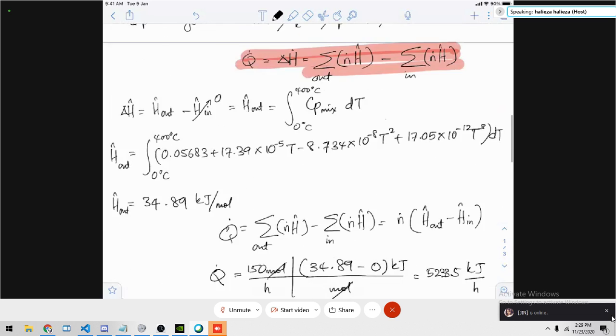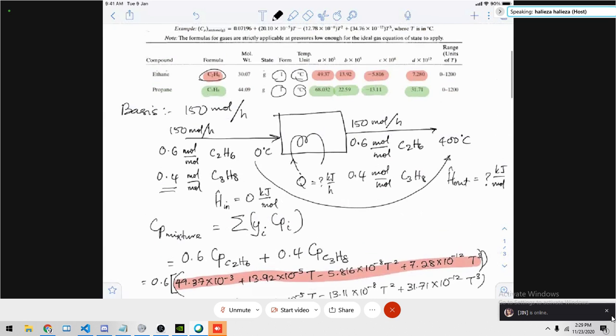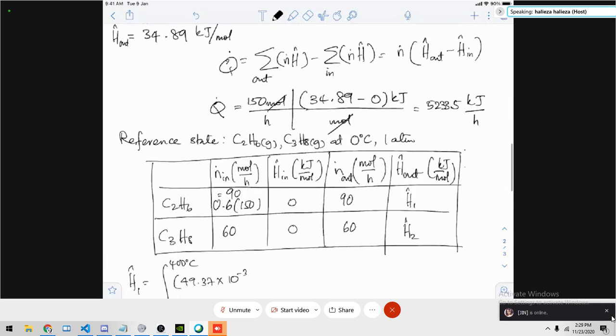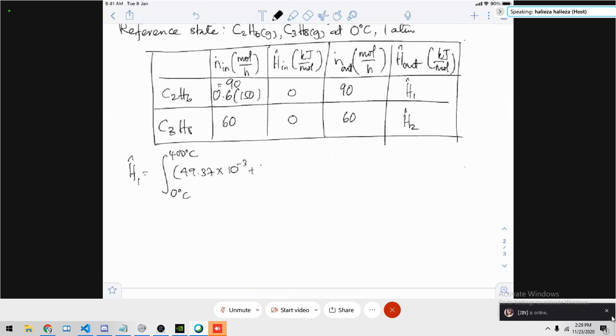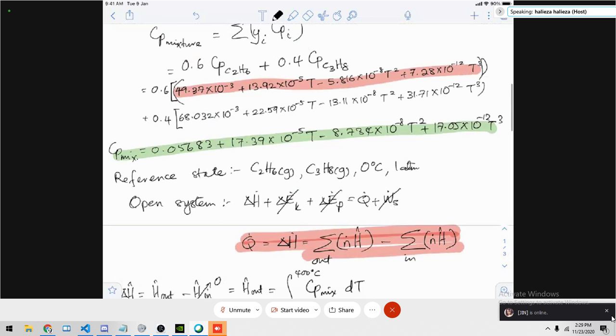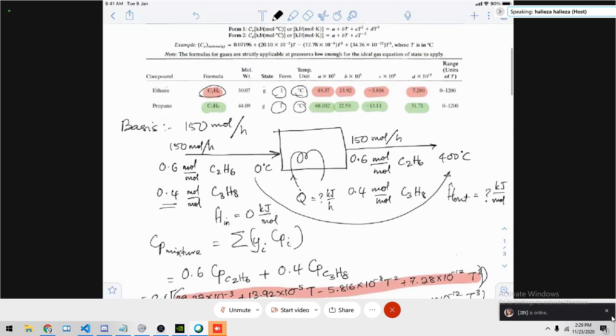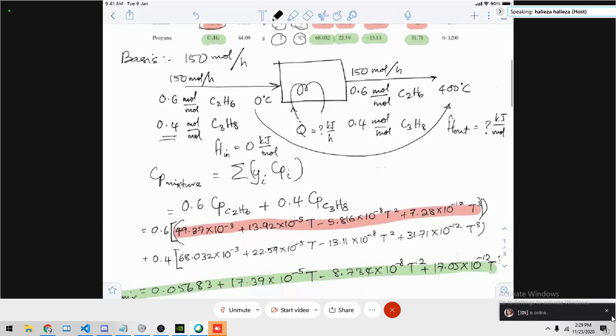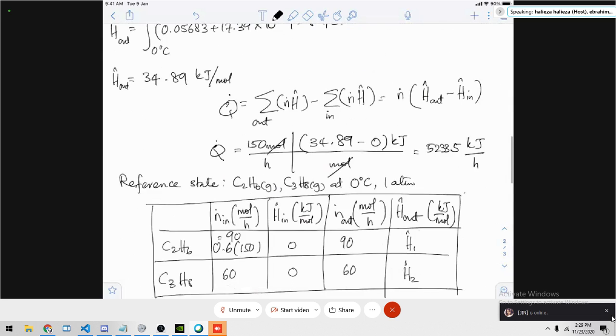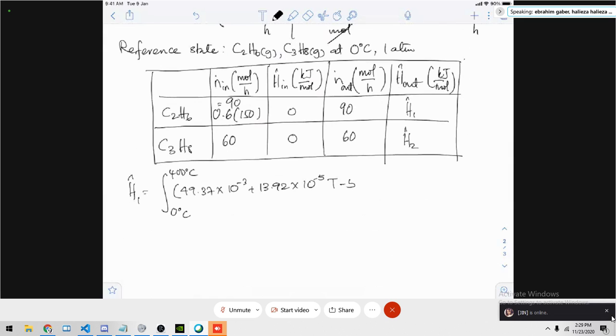Plus, let's look at the appendix. 13.92 times 10 to the power minus 5. Remember the temperature term. Next is minus 5.816 times 10 to the power minus 8.